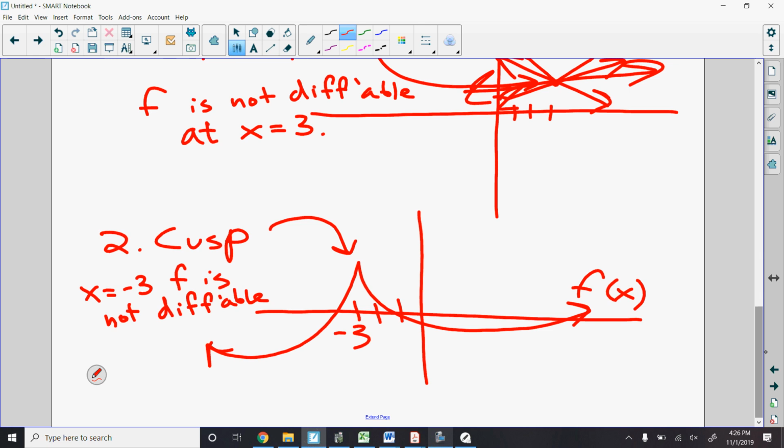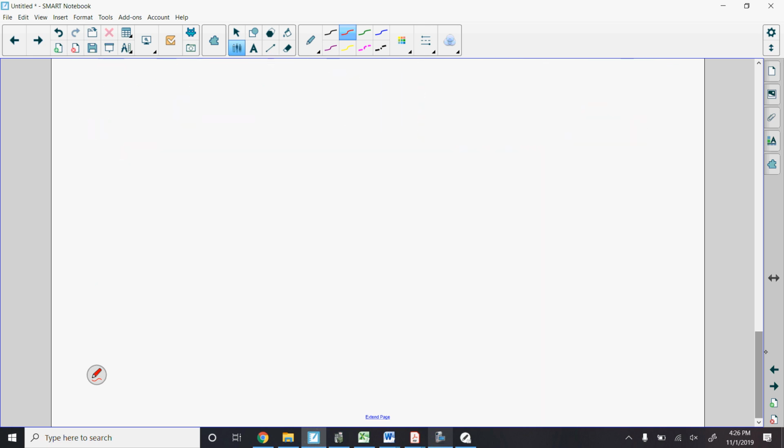Okay, the third thing that's going to cause us to fail at differentiability, to make something not differentiable, is vertical tangents. We see vertical tangents on a lot of different functions. One of the most common is rational exponents, like x to the 1/3 has a vertical tangent on it. Okay, what a vertical tangent looks like is this.